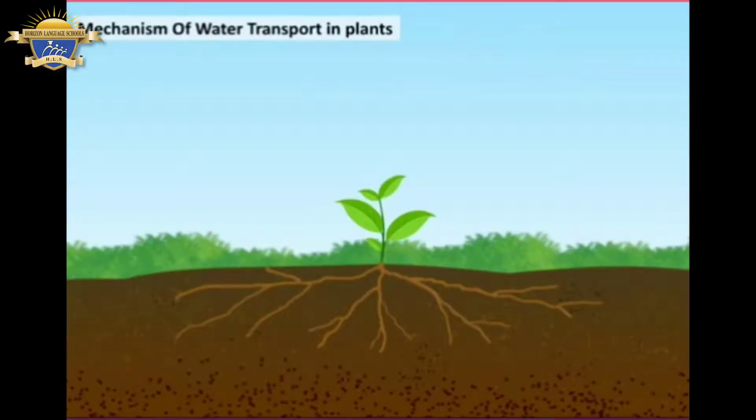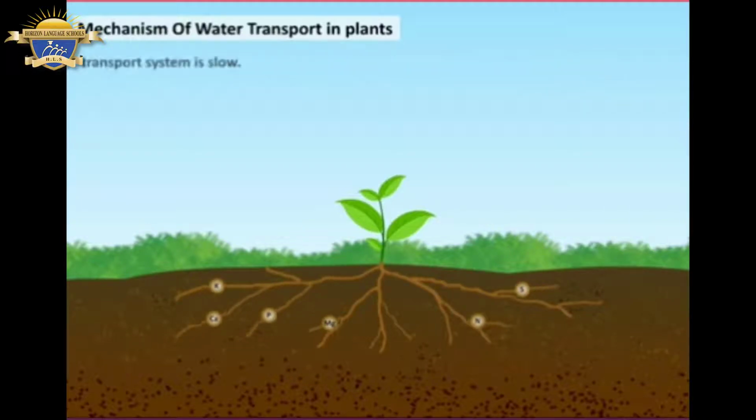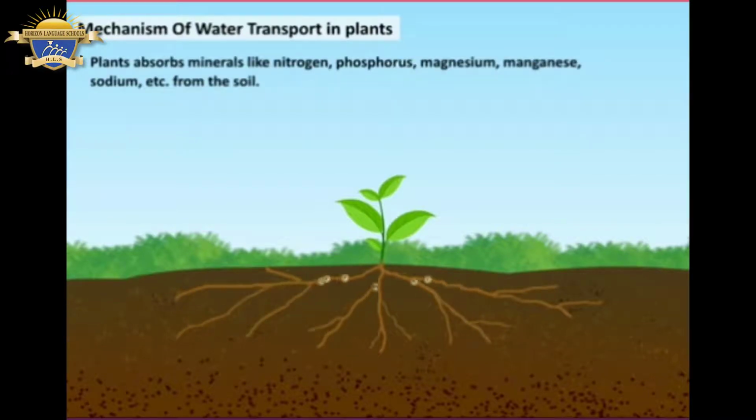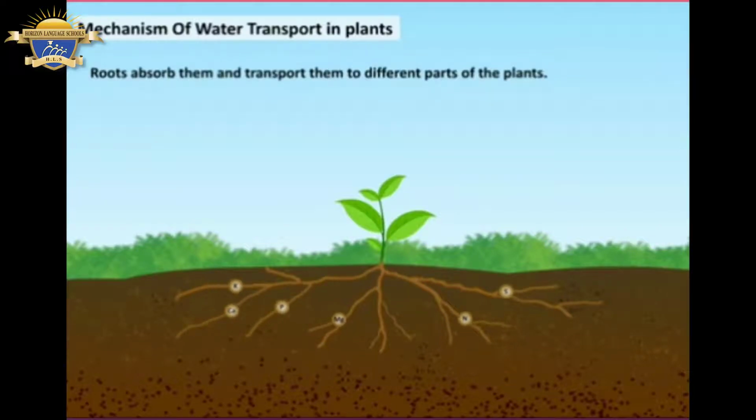Mechanism of water transport in plants. Plants are stationary, having dead cells, and their energy requirement is less. Their transport system is slow. Plants absorb minerals like nitrogen, phosphorus, magnesium, manganese, sodium, etc. from the soil. Roots absorb them and transport them to different parts of the plants.